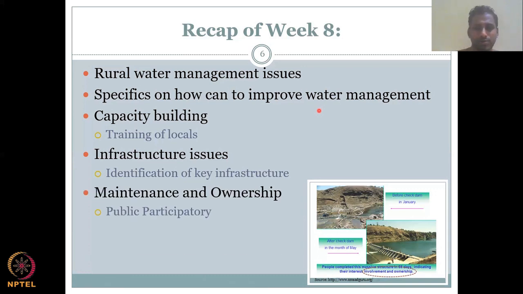The most important issue we saw is the maintenance and ownership. It is not right for the locals to be happy when there is a water infrastructure, but not take care of it. It happens to every single system I've seen. I've seen check dams not maintained. I've seen wells not maintained, polluted tanks, people misusing the water, etc. So at that time, what happens is there is no ownership for maintenance and conservation of the water bodies.